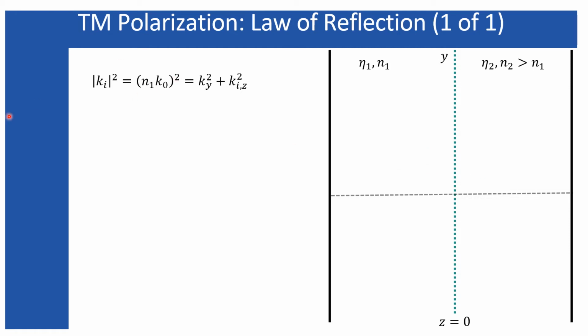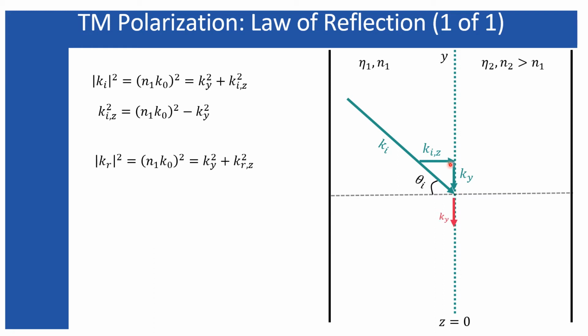So from this equation, we can easily write the z component of the incident wave in this way. This is the incident wave, this is the y component, and this is the z component. Since the y component is equal for the incident wave, reflected wave, and transmitted wave, I have just copied this y component from the incident wave over here for the transmitted wave. So the y component remains the same as the incident wave, and similarly the z component for the reflected wave can also be derived as I have shown over here.